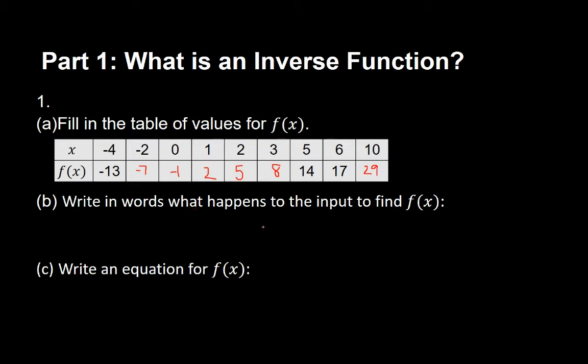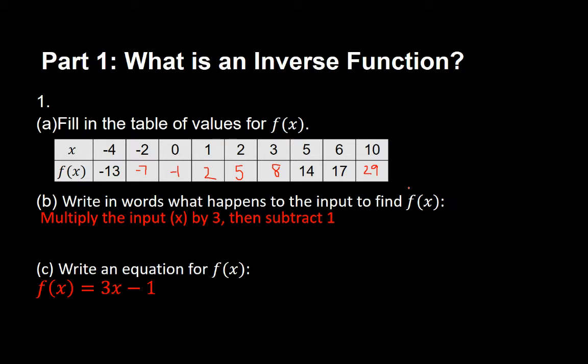Write in words what happens to the input to find f of x. Well, that was basically what I was just saying. Multiply by 3 and subtract 1, and then write an equation for it. So f of x is 3x minus 1.